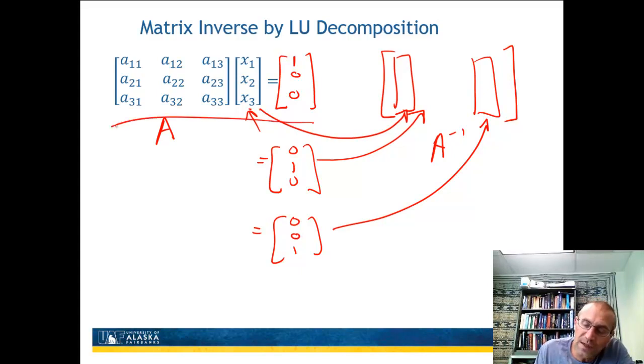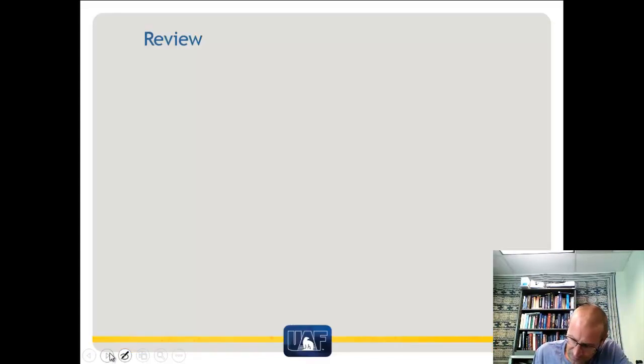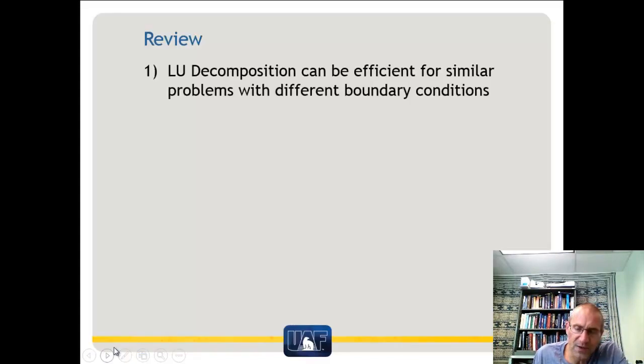And notice this is really easy to do by LU decomposition, because I'm just changing the right-hand side. I'm effectively just changing my B vector to these very simple vectors where I just have a 1 value surrounded by a bunch of zeros. All right, so let's review what we talked about in this video.